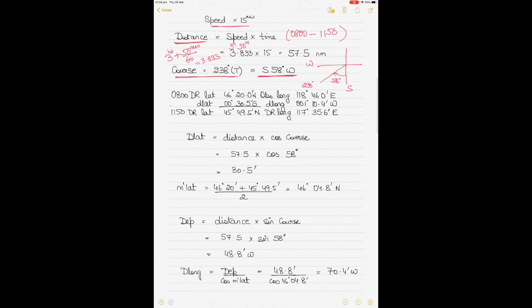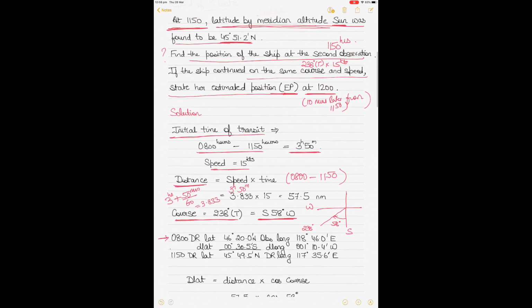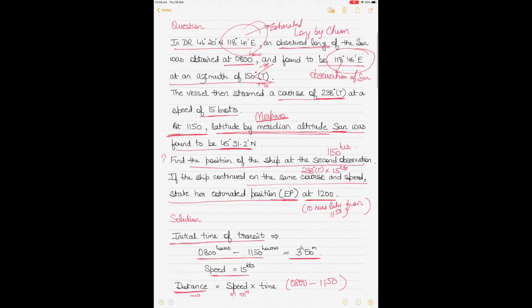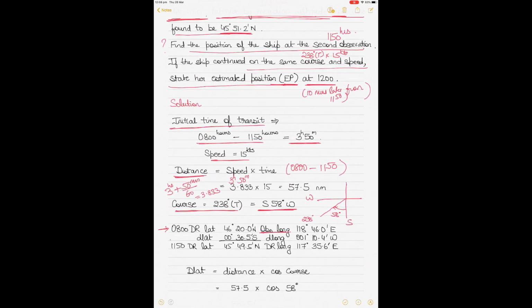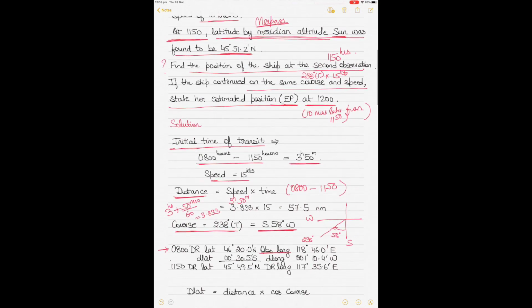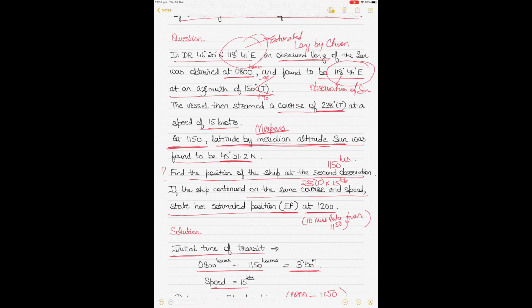Alright, so let's start with the question now. At 8 o'clock your DR latitude was 46 degrees 20 minutes north and observed long was 118.46. Now what you have to notice is this here. This is not your DR long. This is your observed long. Your DR long given to you is 118.41. I have not used the DR long. I have used the observed long because that is the more accurate long. 118.46 as you calculated here.